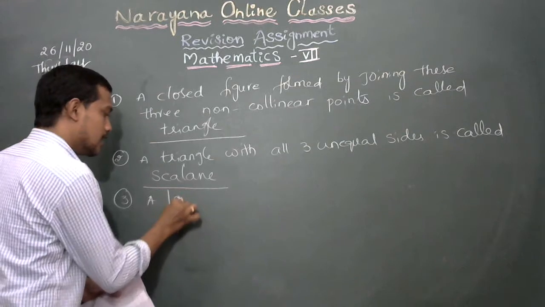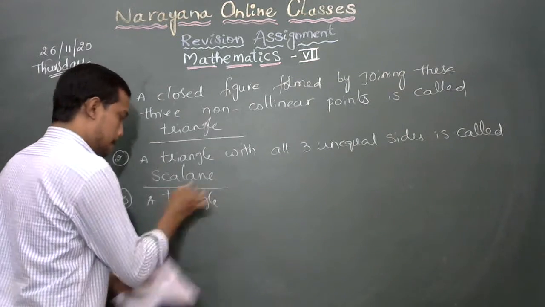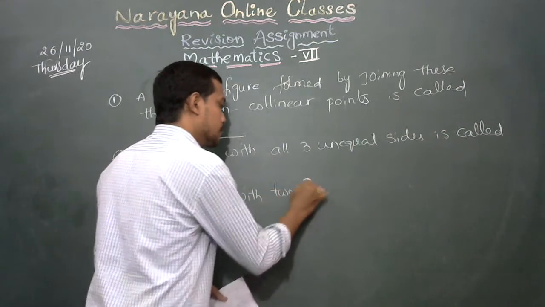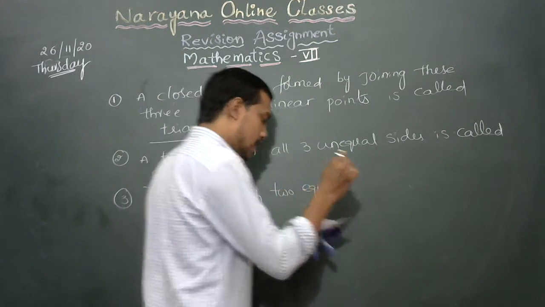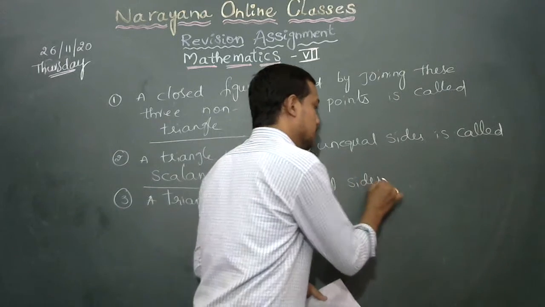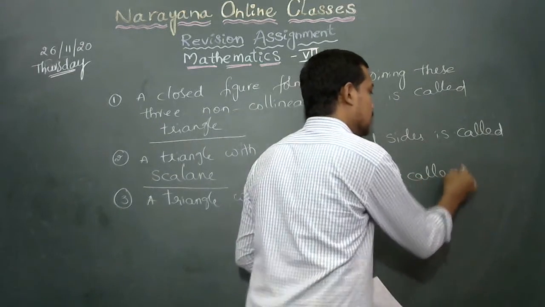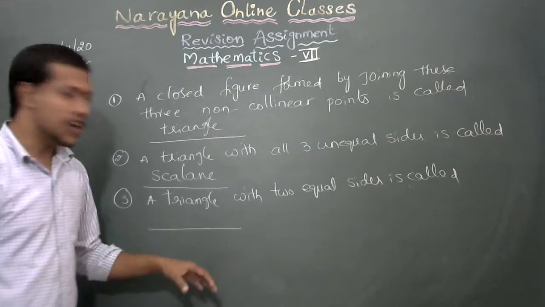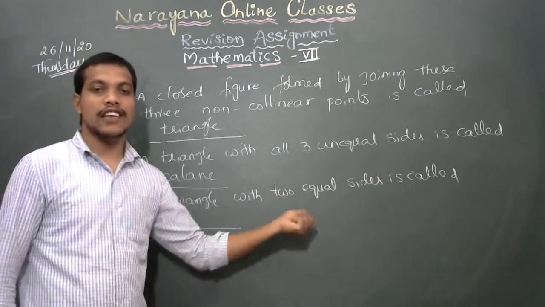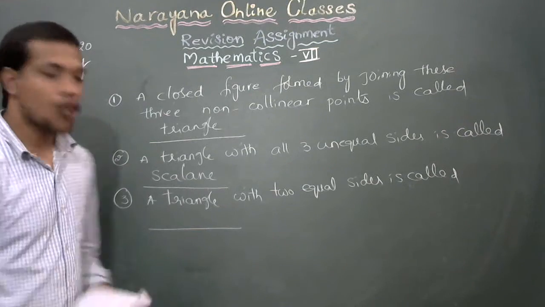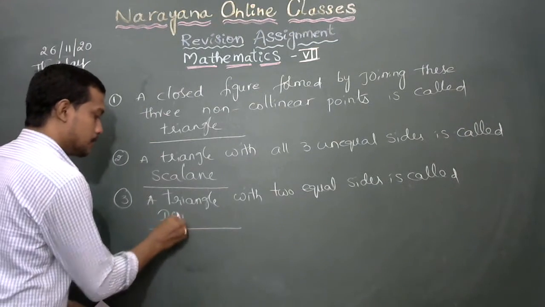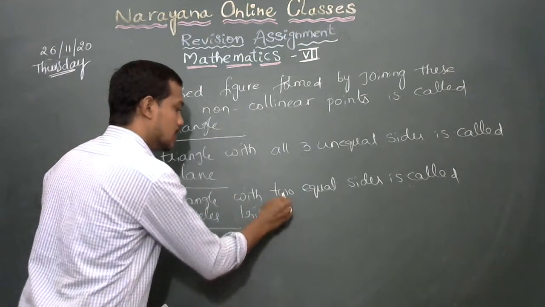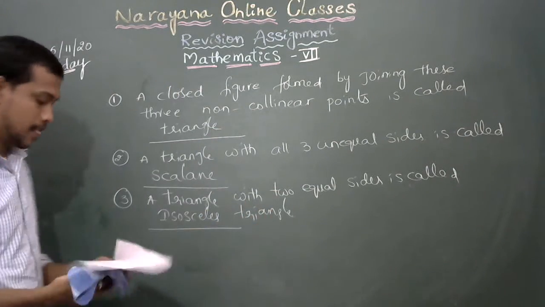Third one, a triangle with two equal sides is called dash. A triangle having only two sides equal, one is not equal, that is called isosceles triangle.